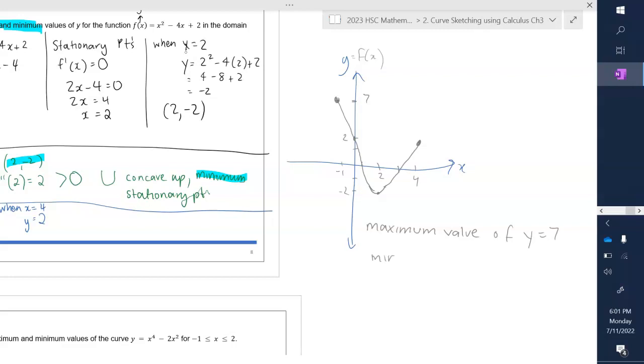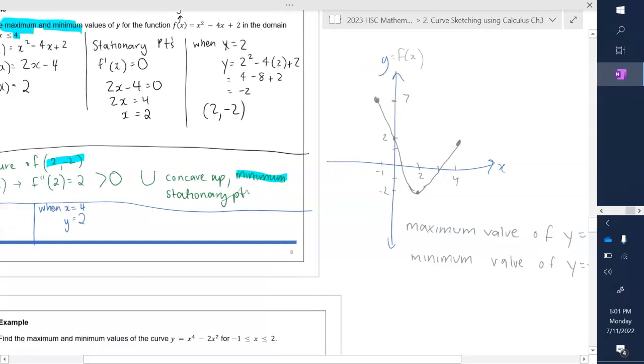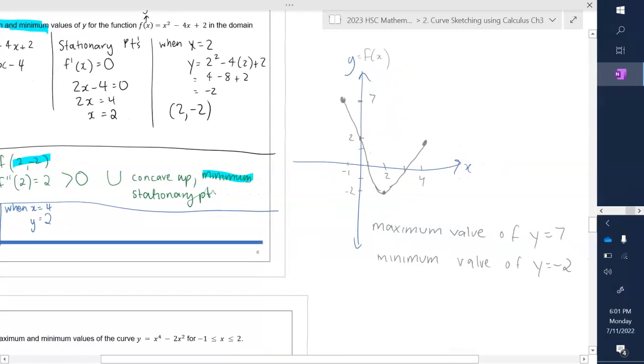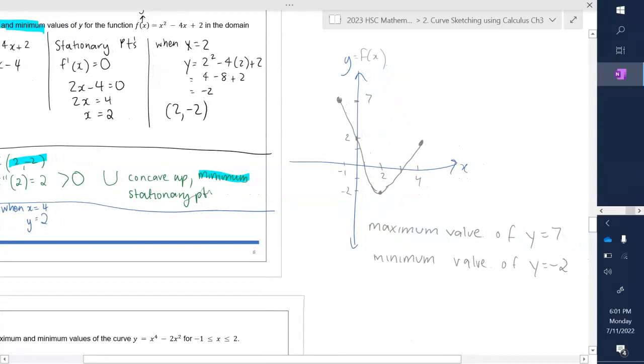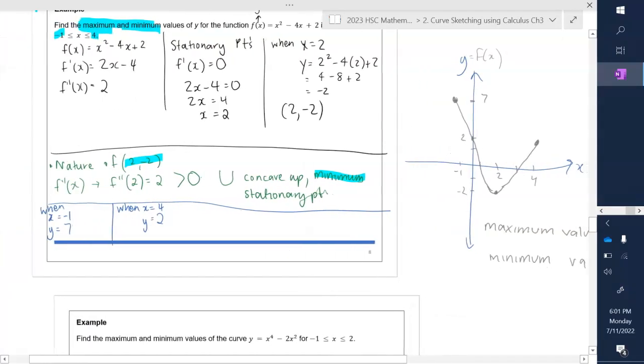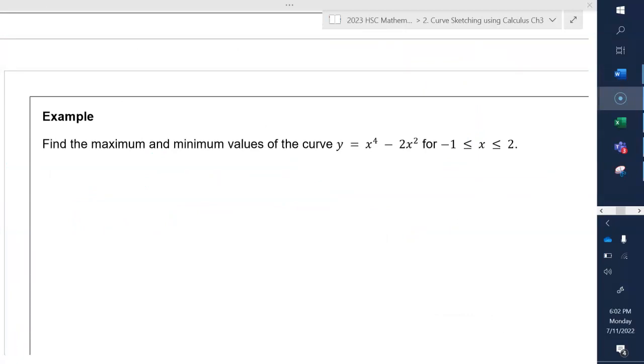We want our maximum value, and our minimum value. What's that going to be? The minimum value of y is down here at minus 2. So the minimum value of y is equal to minus 2. And that answers that question. You may have been able to do that without drawing the function, but I think it's still a good idea to draw it just in case you have a different picture in your head of what it would actually look like. Okay, so let's have a look at the second example.